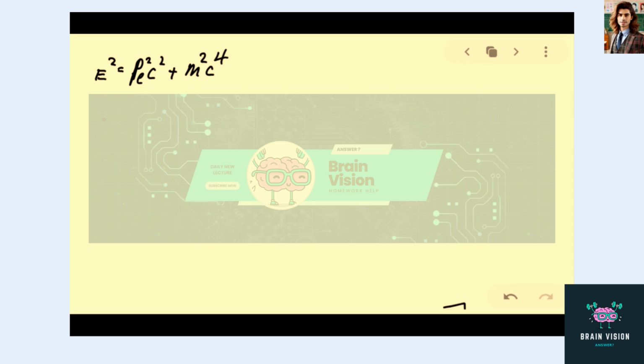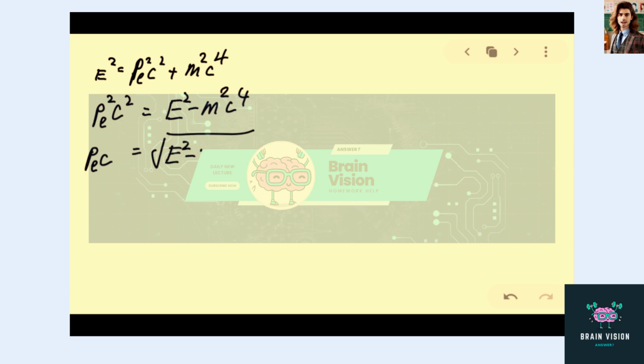So if you were to find p squared c squared, this actually equals E squared minus m squared c^4. We take the square root of this, and we factorize out E.